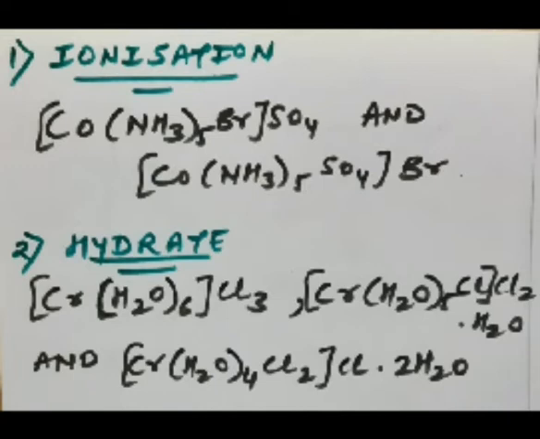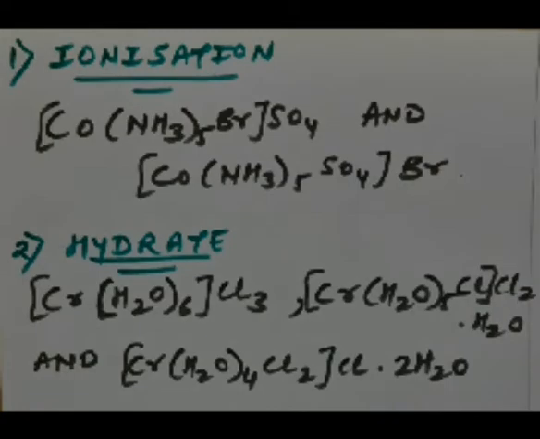Take an example of chromium complexes. So, here 6 water molecules are inside the coordination sphere as coordinated groups; in the next, 5 inside, 1 outside. So, the 1 outside is acting as water of hydration. Here there are 2 molecules of water of hydration in the third isomer and 4 molecules inside the coordination sphere. Okay. So, that is about the second type of isomerism called hydrate isomerism.